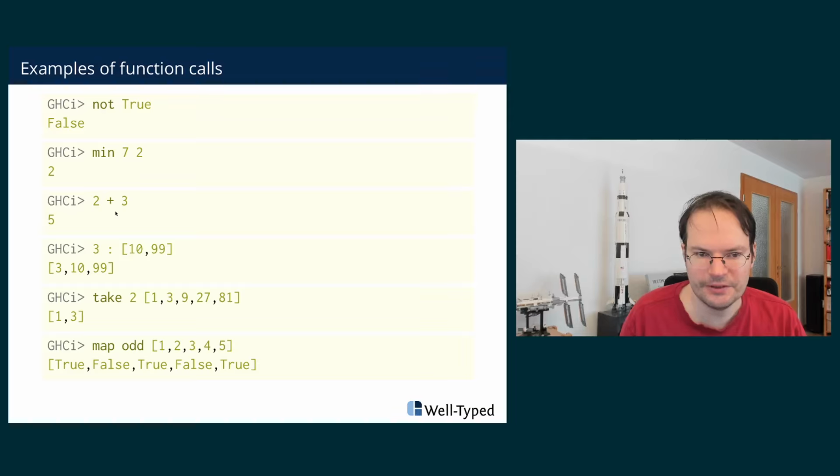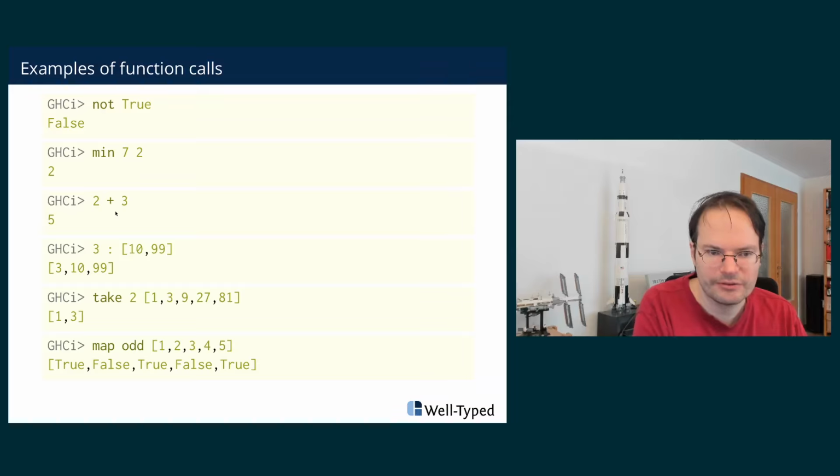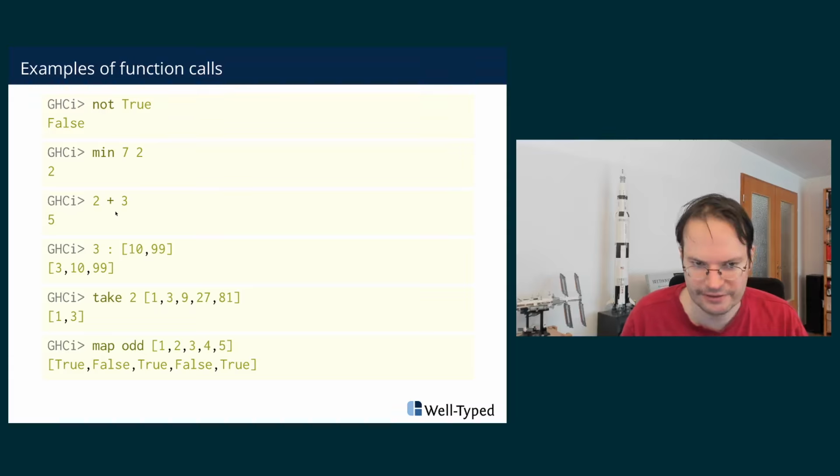Okay, so plus is written in the middle of 2 and 3. 2 is the first argument to plus, and 3 is the second argument to plus, and 2 plus 3, as you would expect, evaluates to 5.